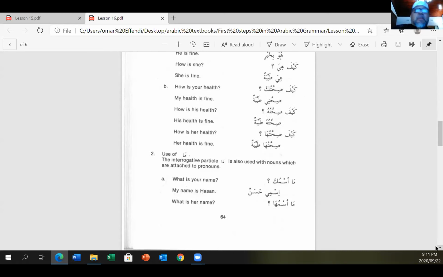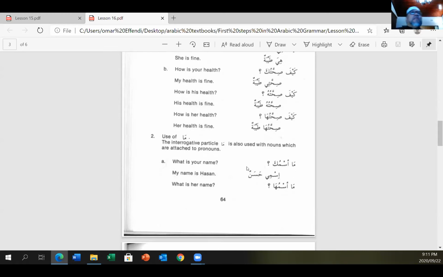Right, and now we're gonna come to something nice also here. We can find something more that we can add, the use of ma. You know, the interrogative particle ma is also used with nouns which are attached to pronouns. Okay? This is very, very important.